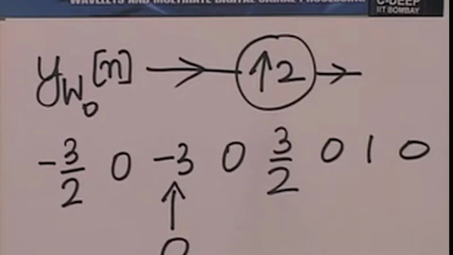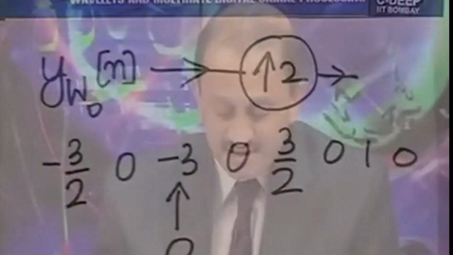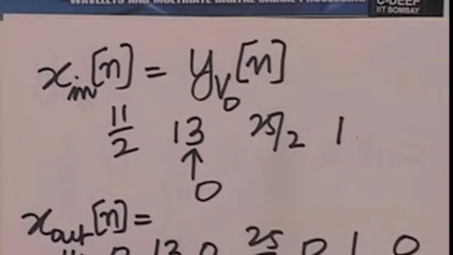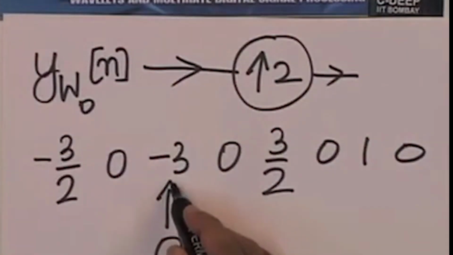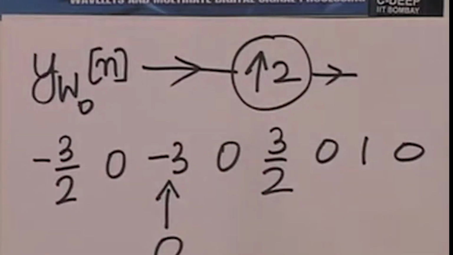So, now we are in good shape. You see, what we now need to do, if we think about it, is reconstruct y of n from these two. And for example, let us look at these two upsampled sequences. This is the upsampled sequence corresponding to V0, and this is the upsampled sequence corresponding to W0.